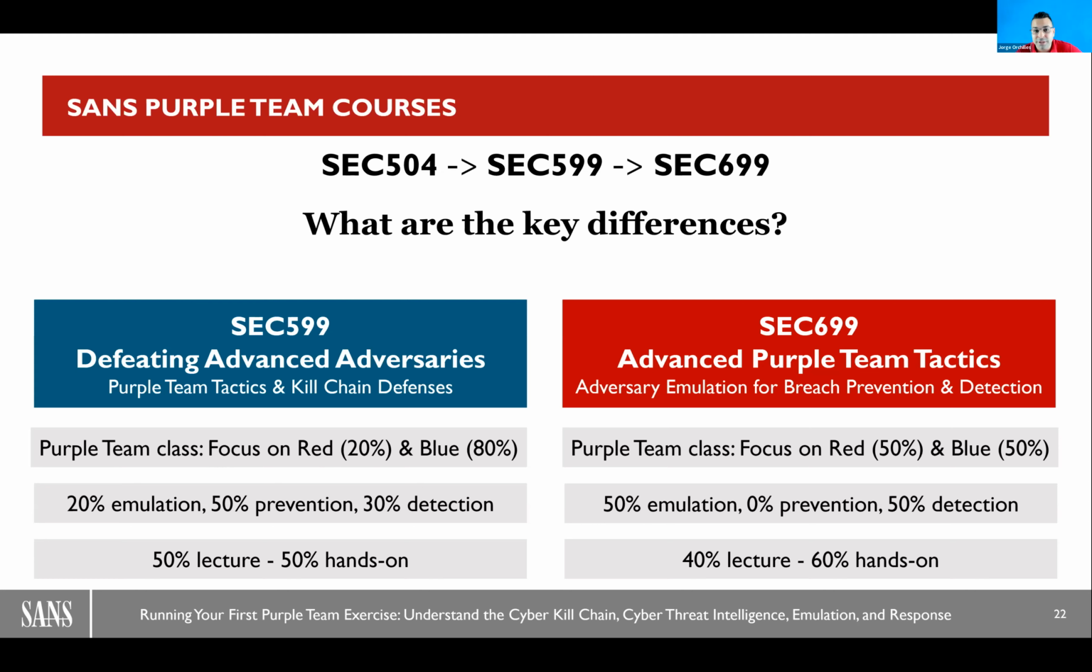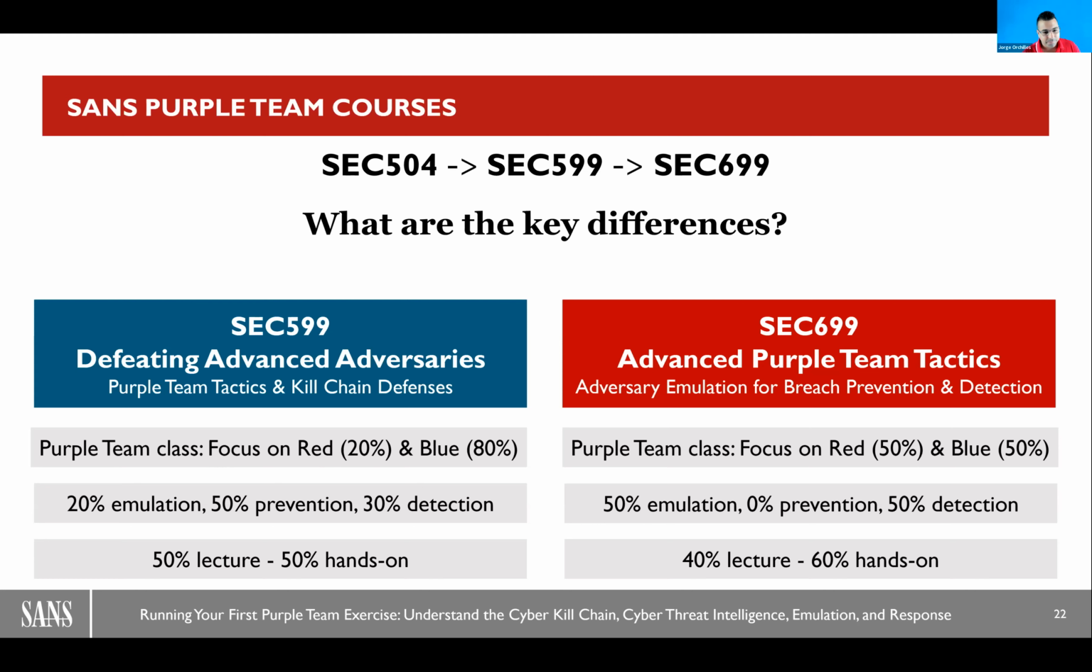One of the original classes I love is Security 504, the GCIH. So shout out to anyone that has that. And then I would take Security 599, that's Defeating Advanced Adversaries. Now do note, SANS has a numbering system very similar to college. So a 600 level class is going to be harder than a 500 level class, right? So keep that in mind. Can you skip and go to 699? Of course, but just make sure you're prepared and meet the prereqs.